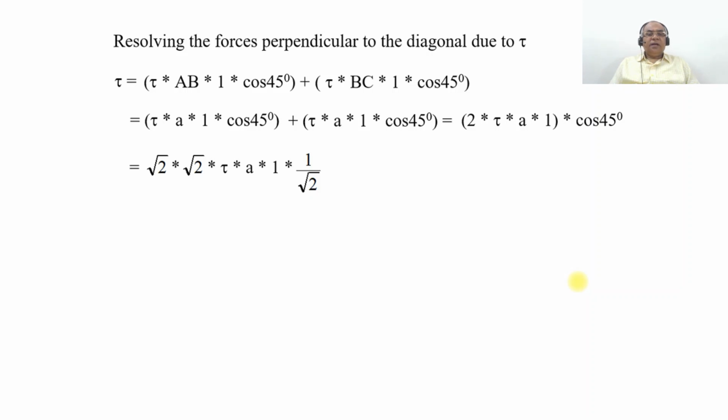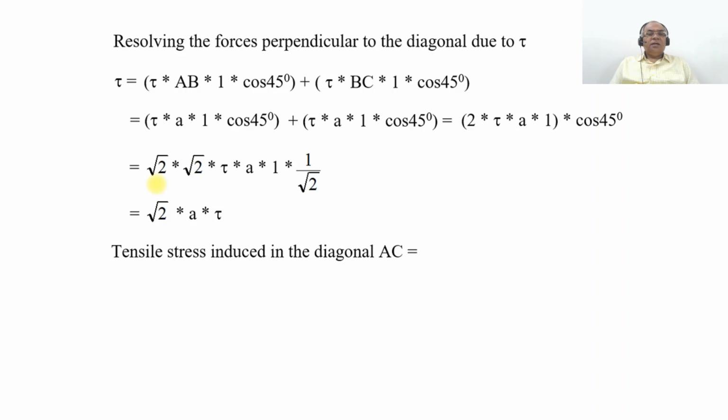Therefore, what is cos 45? It is 1 by root 2. So that is 2 into tau into A into 1 by root 2. I am expressing the 2 in terms of root 2 into root 2. Since I want to cancel the root 2 in the denominator, 2 can be written as root 2 into root 2. So once you cancel this root 2, you are going to get root 2 into A into tau.